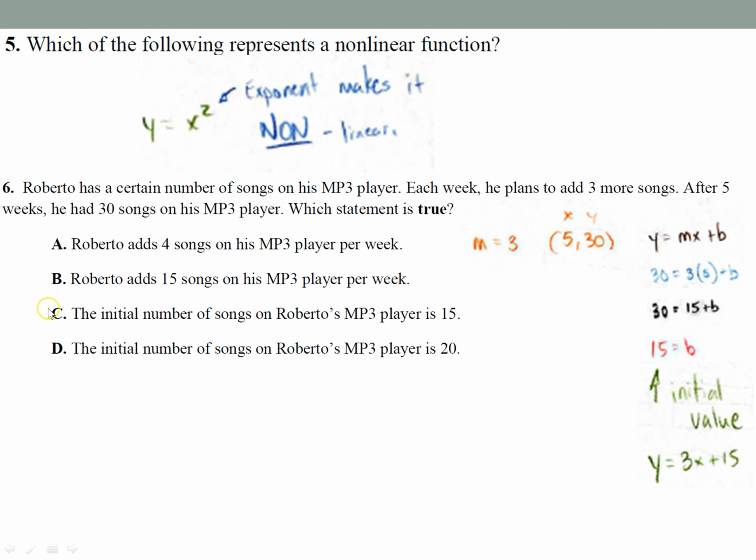That, of course, makes C correct and D absolutely wrong. D and A and B are jealous. T-A-B. Dab! All right, here we go.